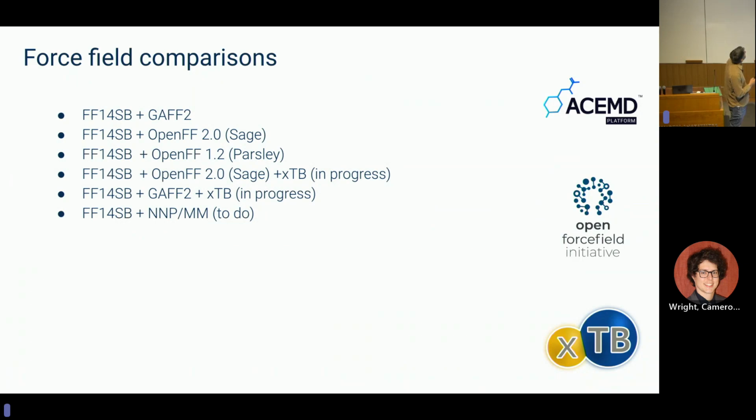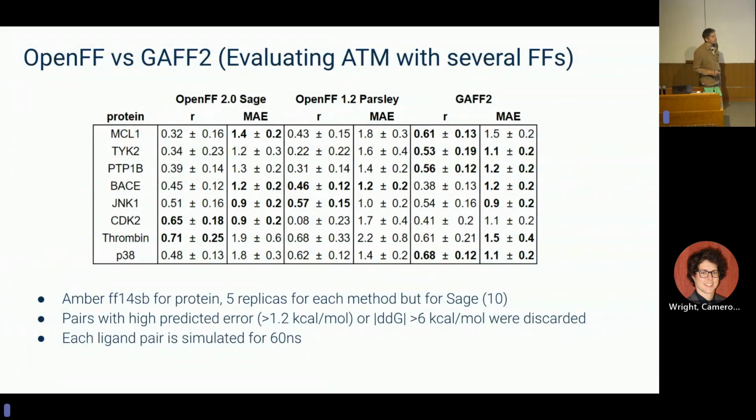So for the protein, we always use FF14SB, and then we use GAFF2, OpenFF 2, OpenFF 1.2. We started this, but we get some weird results, so I'm not going to show you this. And we're doing this, and then we will be doing the neural network potential. So all this part is a little bit preliminary, but I think maybe you can tell me something, because it was a little bit surprising for me.